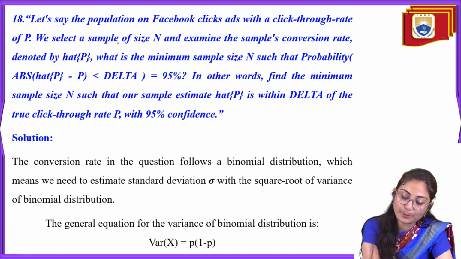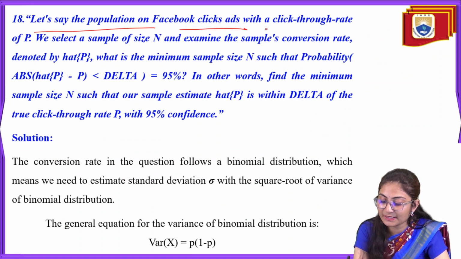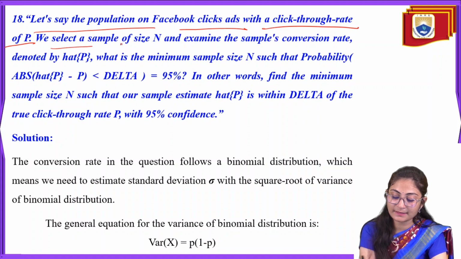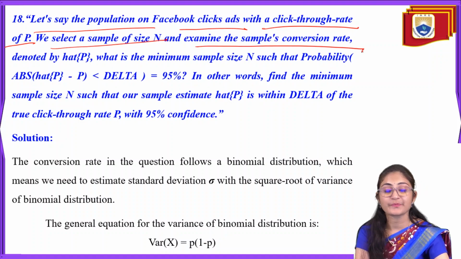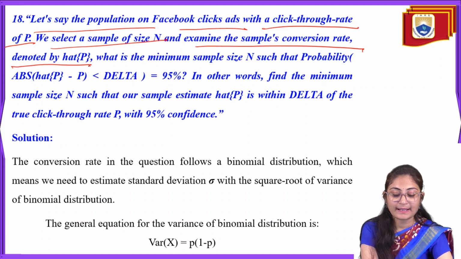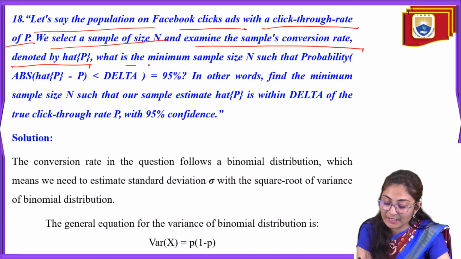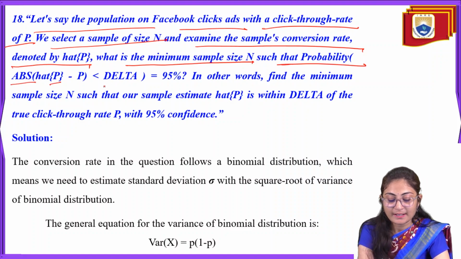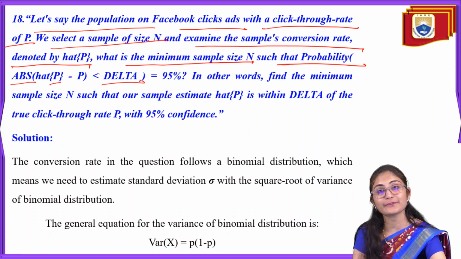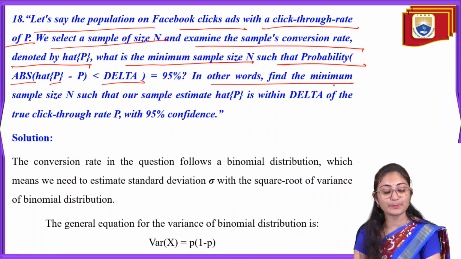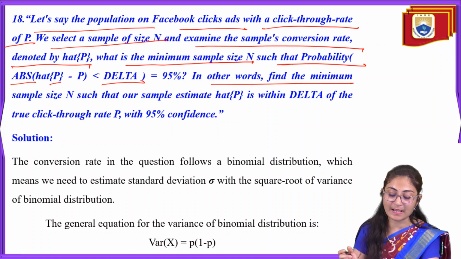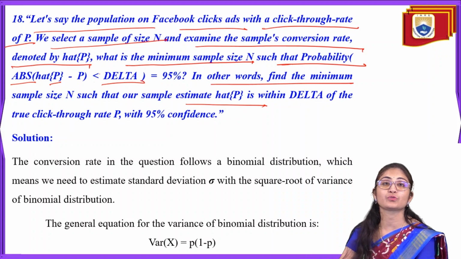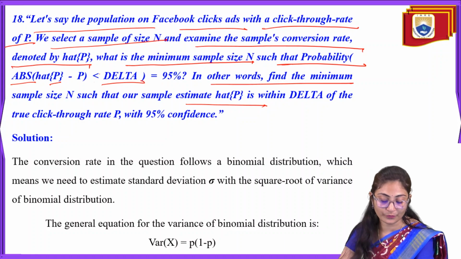Now let's say the population on Facebook clicks ads with the click-through rate of P. Now we select the sample size n and examine the sample's conversion rate, denoted by hat of P. What is the minimum sample size n such that the probability of absolute value of hat of P minus P less than delta is 95%? In other words, find the minimum sample size n such that our sample estimate hat of P is within delta of the true click-through rate P with 95% confidence.